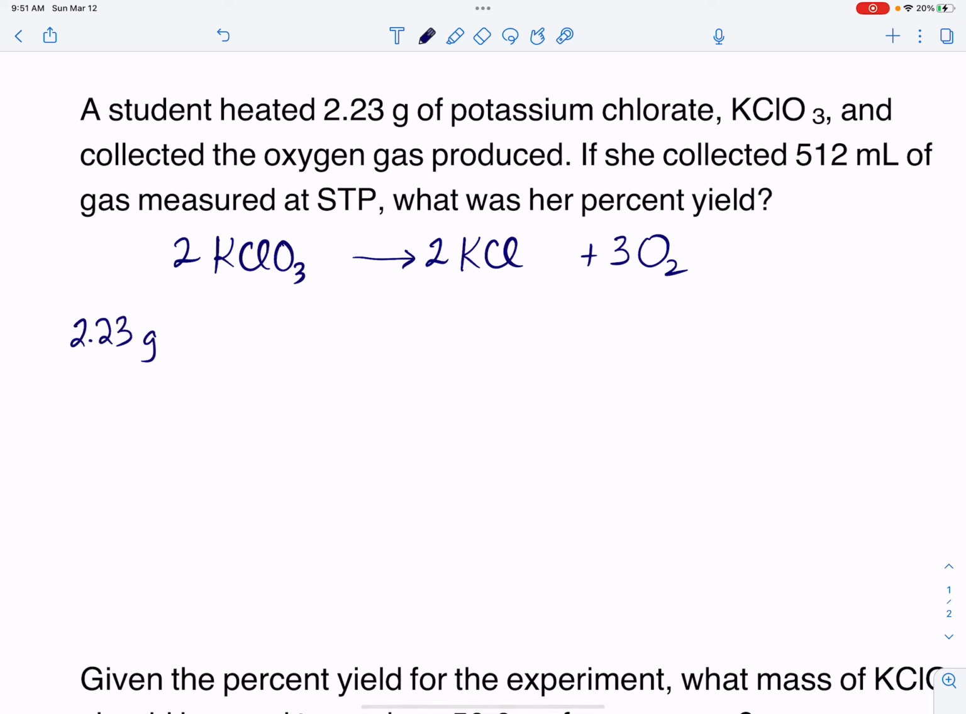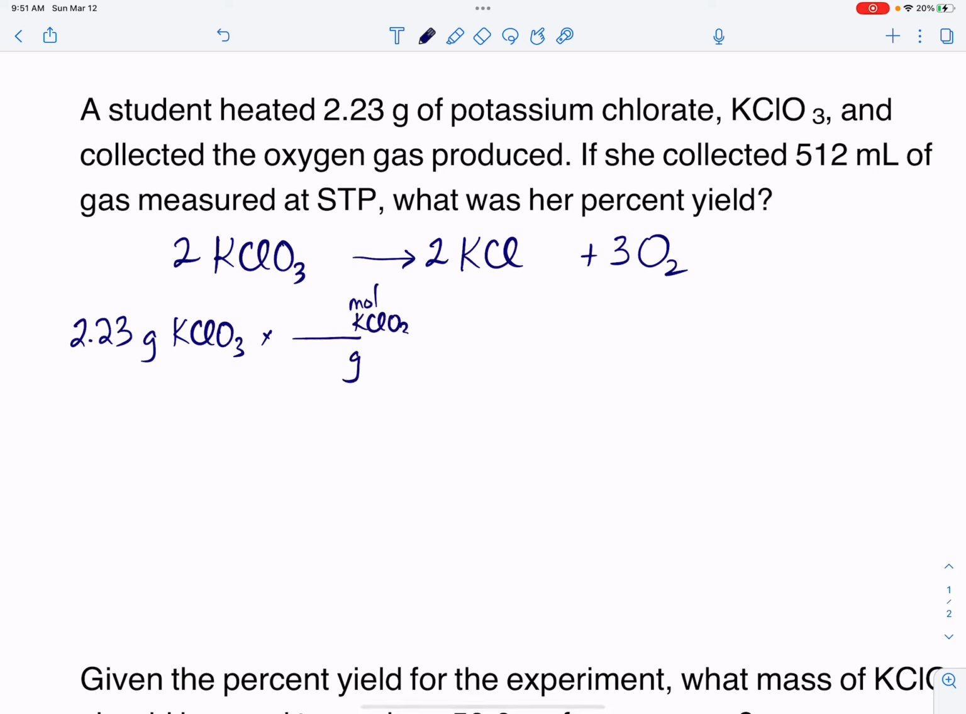Pause the video and see if you can set up your own string of unit multipliers to find the milliliters of oxygen gas produced. So the first thing I'll do is switch the grams to moles of potassium chlorate. Then using the balanced equation ratio, we can switch moles of potassium chlorate into moles of oxygen.